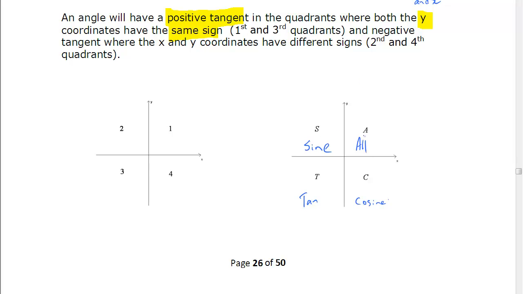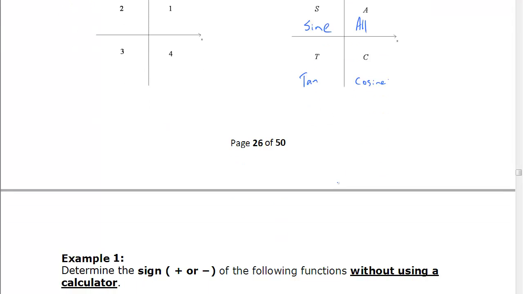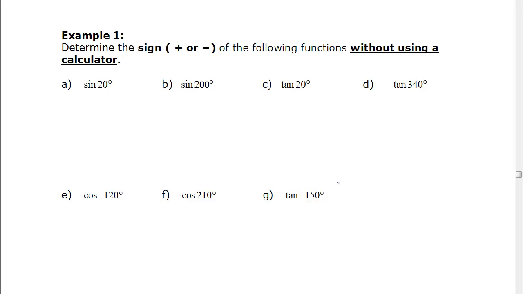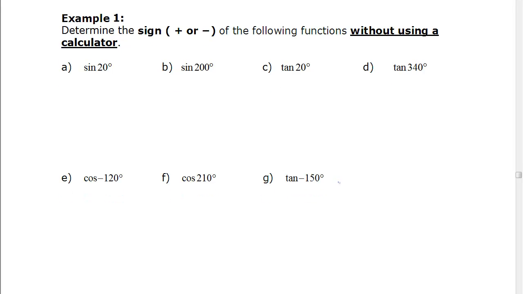So it's a good idea to sketch this on the top of your page when you go to start a test, ASTC, so you're reminded of which trig functions are positive in which quadrants. And we'll do two quick examples to finish off this video, and we're going to determine if we have a positive and a negative sign based on which quadrant the angle is in.